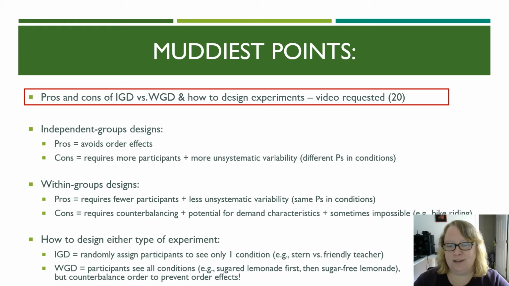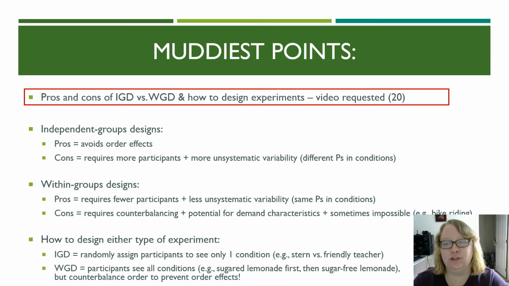And that's an issue, right? Because we don't want them helping us or hurting us. We just want their actual natural responses. So that's a big potential disadvantage of within groups designs. If we think that if people know what we're studying, that that's going to compromise the data quality, then that would be a reason to not use a within groups design.